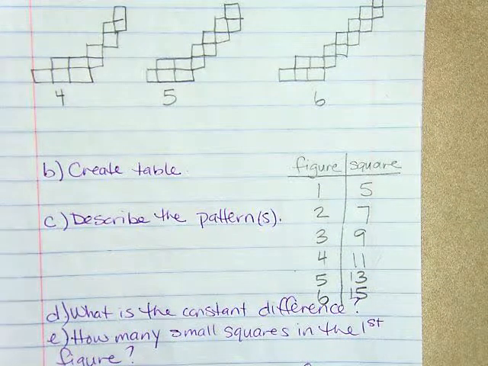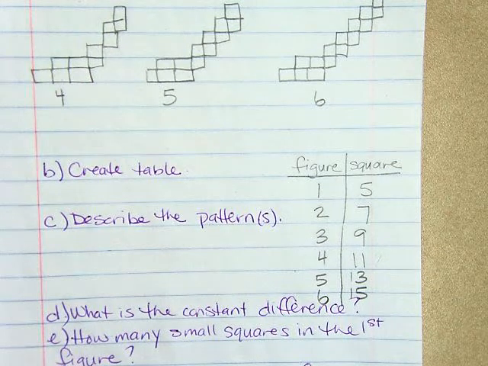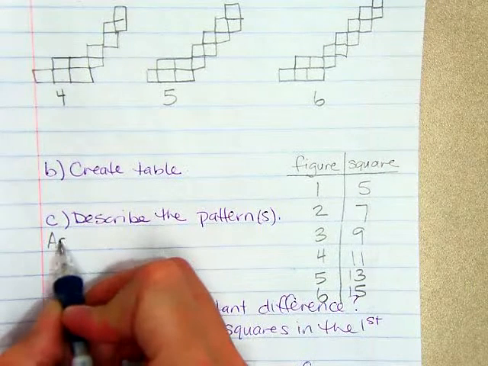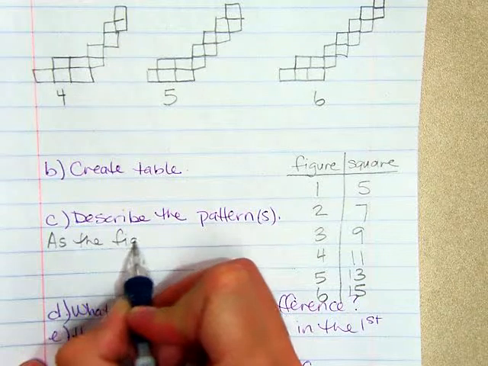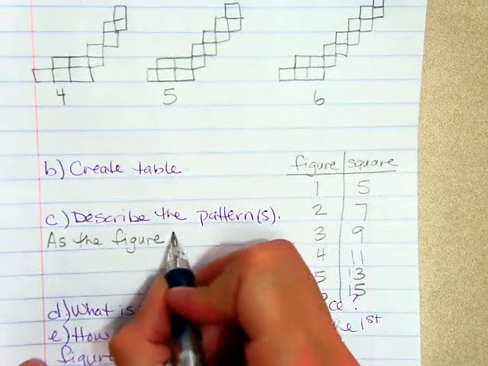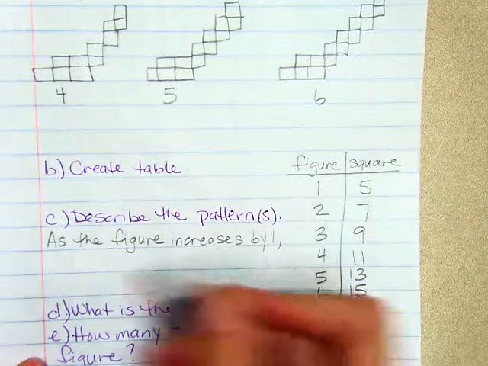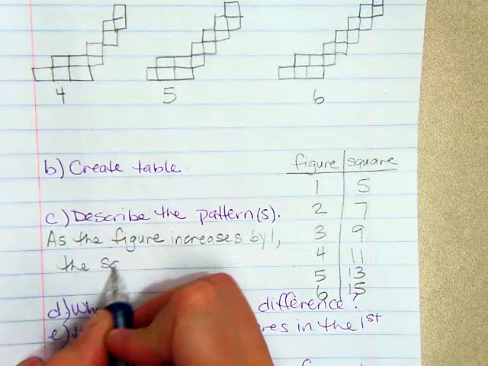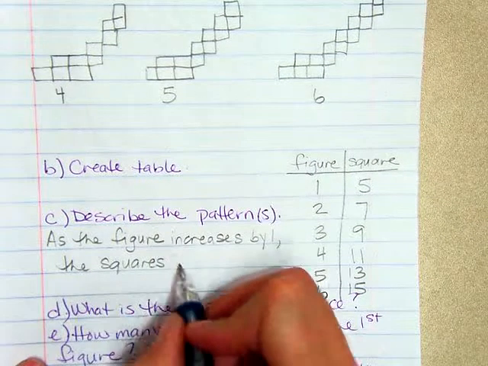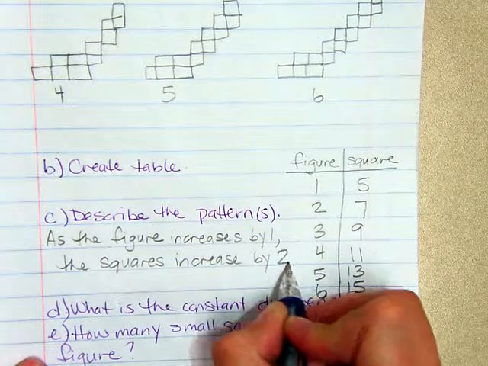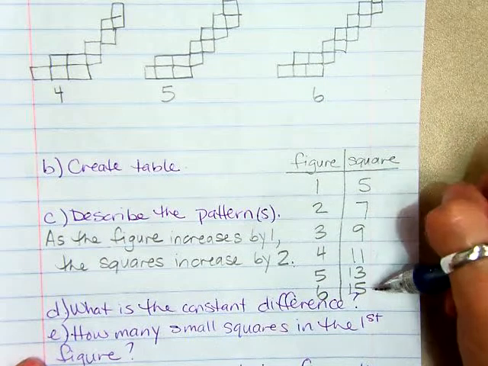Now it says describe the patterns. It's really much more wordy than that. It says describe the patterns you observe in the square drawings and in your table. So as the figure number goes up, as the figure increases by 1, the squares increase, or go up, by 2. Every number on here goes up by 2.